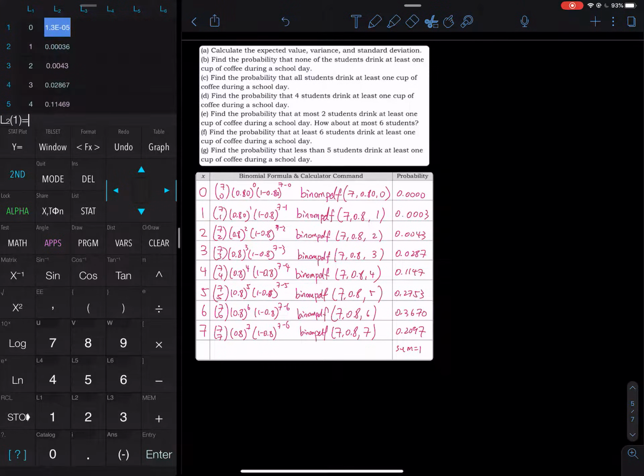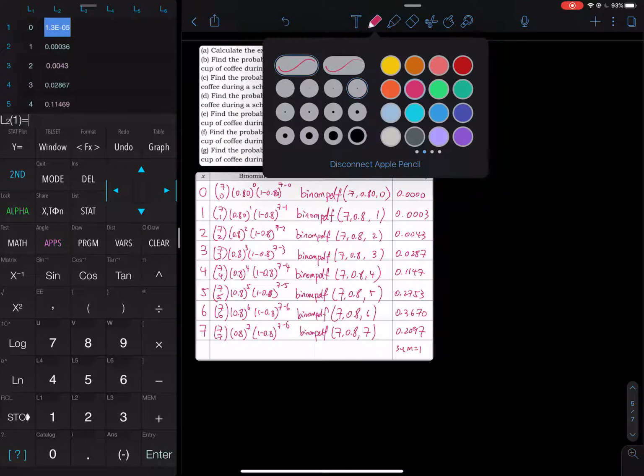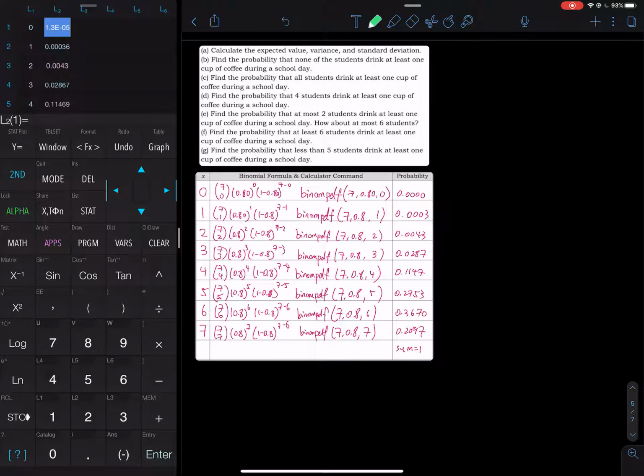Okay, the first probability. What do we have? Expected value, variance, and standard deviation. So the formulas for binomial only. Again, this formula is for binomial only. So that is n times p. So n times p, and that n is 7, right? So 7 times the probability of success. So expected value is equal to 5.6. So 5.6, you can round this to 6 for your convenience.